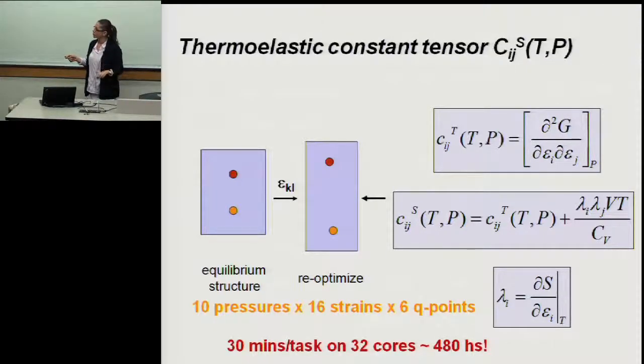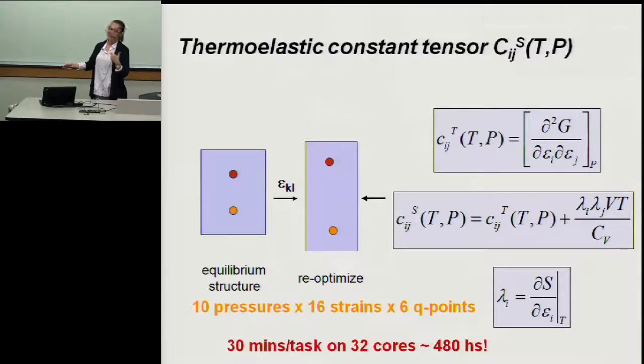a continuum, pressure and temperature, it's a little more demanding because we needed to obtain the equilibrium structure, apply strains, reoptimize internal degrees of freedom, and perform thermodynamic calculations, phonon sampling for each one of these configurations. And then compute the elastic constant. 10 pressures, 16 strains, approximately 6 to 10 Q points per configuration, 30 minutes per task per Q point on 32 cores. This is about 480 hours on 32 cores today.